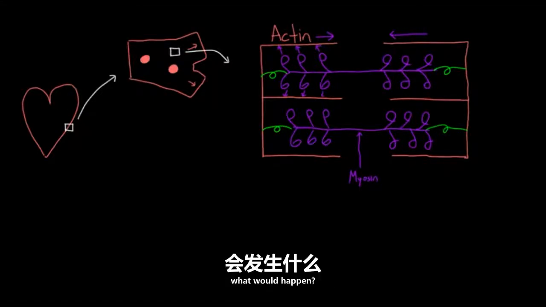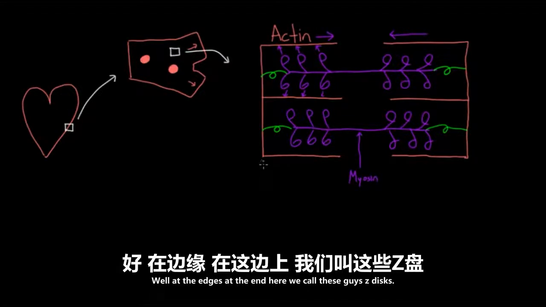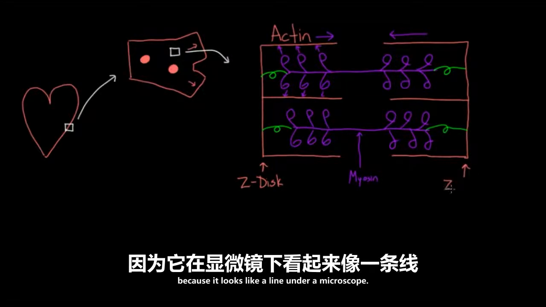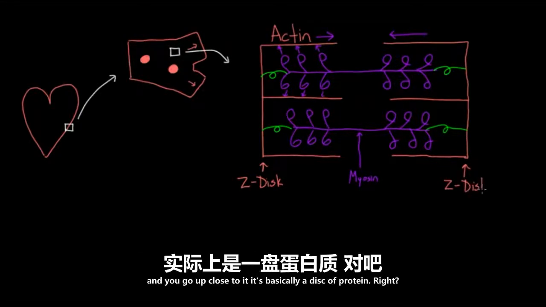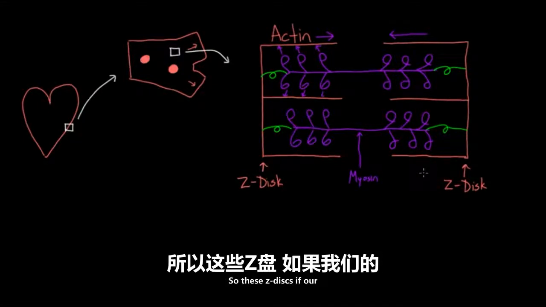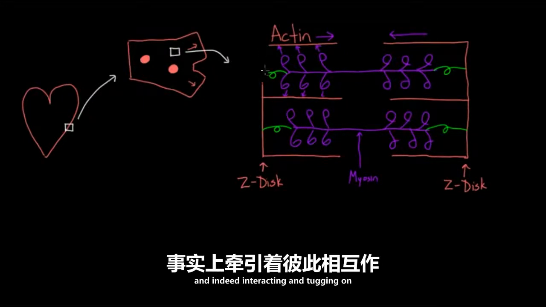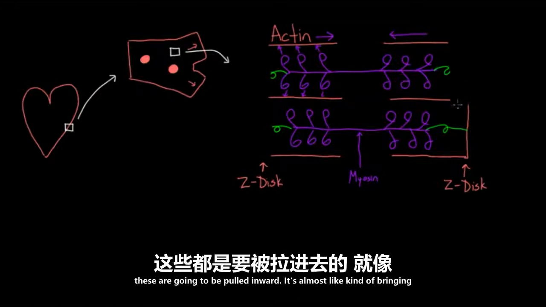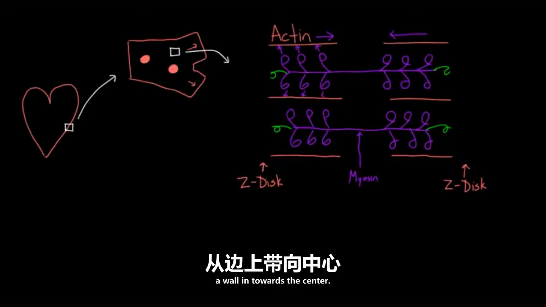So if this was to work, what would happen? Well, at the edges here, these things right here, we call these Z-discs. You might have heard the term Z-line, because it looks like a line under a microscope. But if you actually zoom in and go up close to it, it's basically a disc of protein, right? So these Z-discs, if our actins and myosins are indeed interacting and tugging on one another the way that we think they should, are going to be pulled inwards, right? It's almost like bringing a wall in towards the center. You can think of it that way.